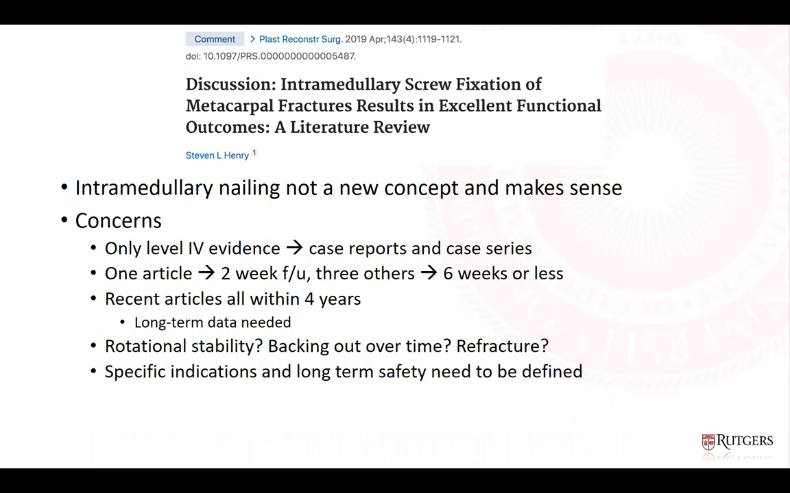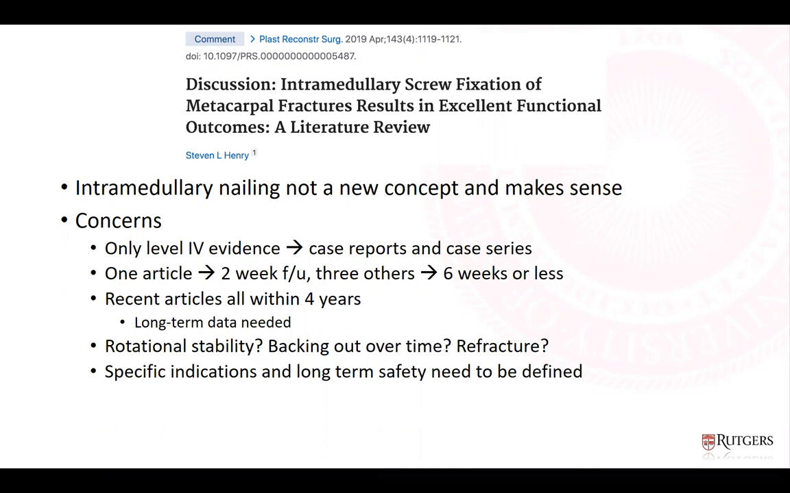The first acknowledges that intramedullary nailing is not a new concept and that utilizing headless compression screws is a logical choice and makes sense for some metacarpal shaft fractures. However, the evidence is limited, especially in that meta-analysis, to case reports and case series. In one of the articles, there was only 2-week follow-up. In 3 others, there was 6 weeks or less. So there's a question additionally of how much rotational stability these offer.